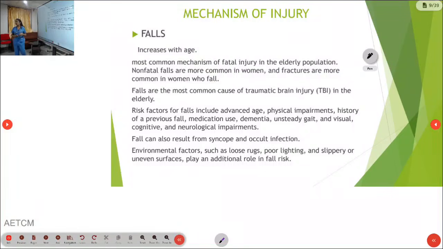The risk factors for fall are advanced age, physical impairment, history of recurrent falls, medication use such as alpha blockers, which can cause postural hypotension, dementia, unsteady gait, and visual, cognitive and neurological impairments. Fall can also be the result of occult infection or syncope, or even myocardial infarction can cause syncopal episodes and fall. Environmental factors like loose rugs, poor lighting, and slippery uneven surfaces can also add to fall risk.